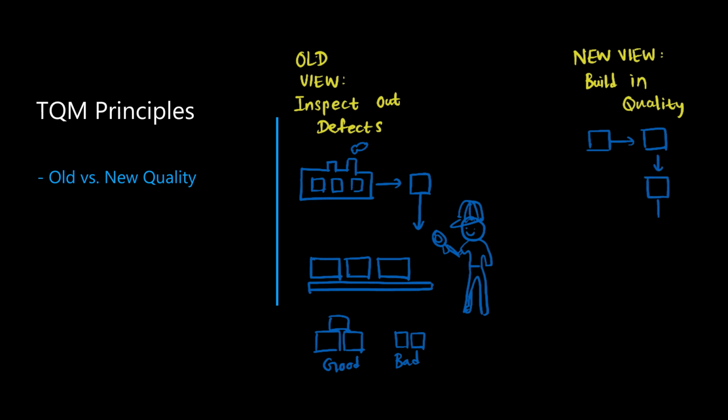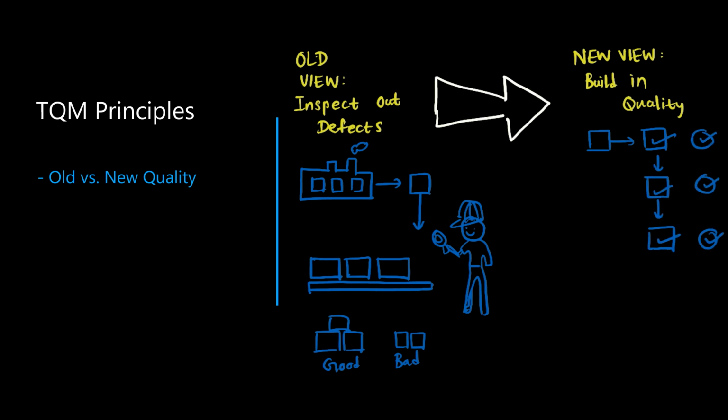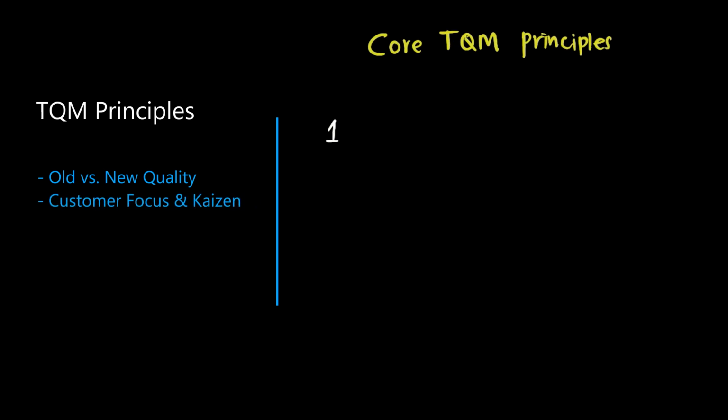The new concept of quality, which is the heart of TQM, is to build quality into the process itself. It's about making it impossible to make a mistake in the first place. This philosophy is driven by several core principles. First is an unwavering customer focus. The goal is to identify and meet customer needs, because they are the ultimate arbiters of quality.